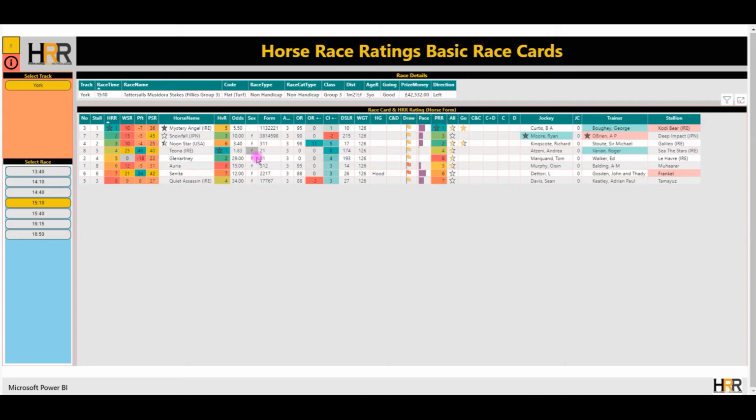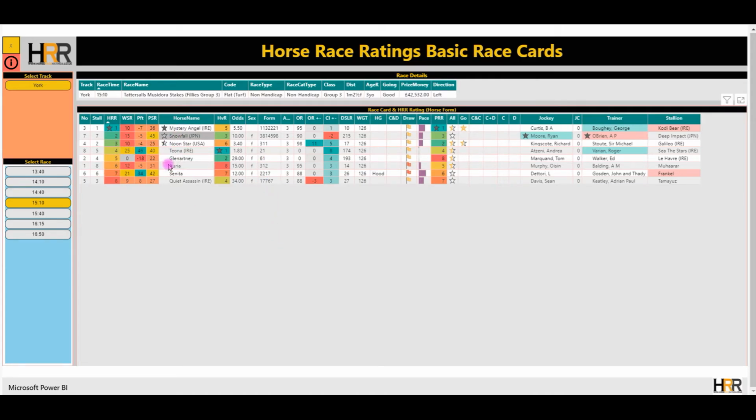The other thing with Snowfall you have to factor in as well is, even though the form figures are pretty poor here, Snowfall was running in Group 1 and Group 2 company from last year. The other horses were not. I think the best one in this was Mystery Angel, who won a listed race last time out, and I think Aurea placed in either Group 3 or a listed race. Or might have been a Class 3 race, might have won actually. I think it won a Class 3 race and placed in a listed race.